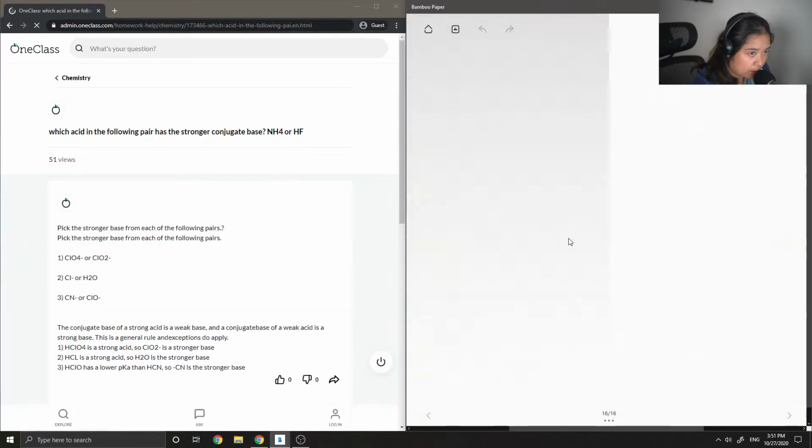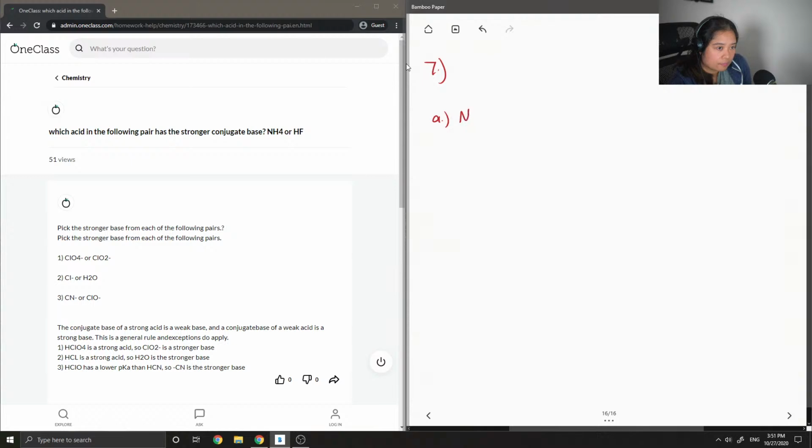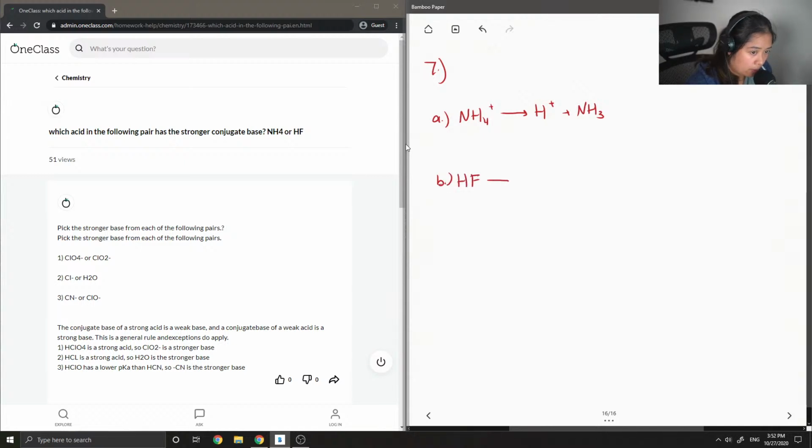So let's move on to question number 7. Which acid in the following pair has the stronger conjugate base, NH4+ or HF? So let me try to write out the dissociation of these acids. Okay, so I'll write down our 2 options and how they dissociate.